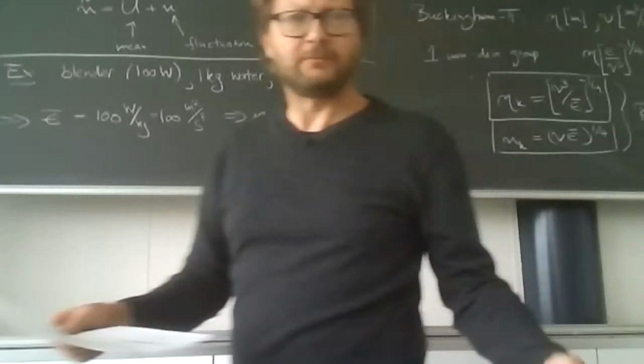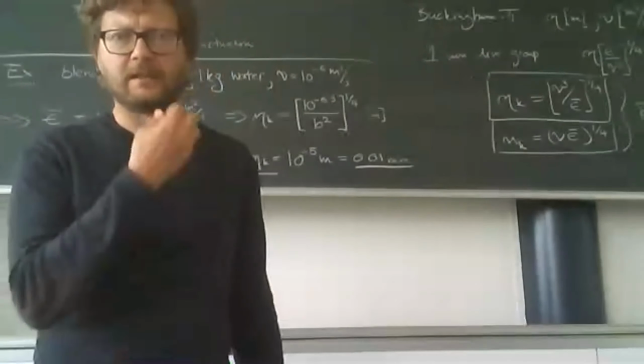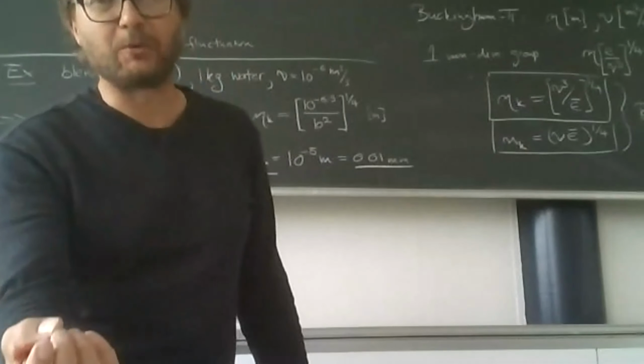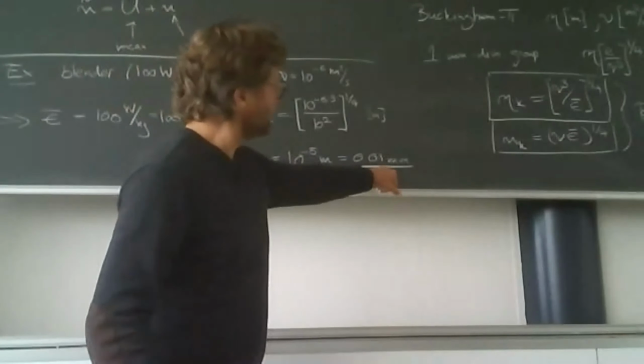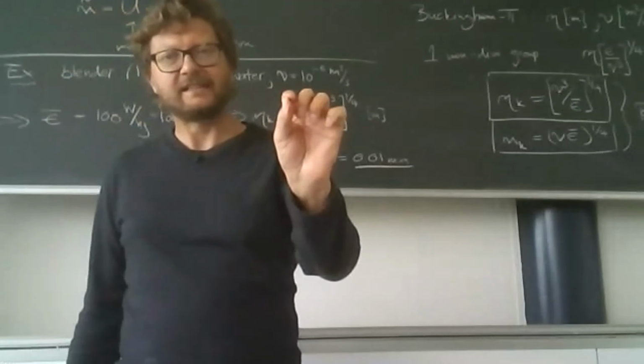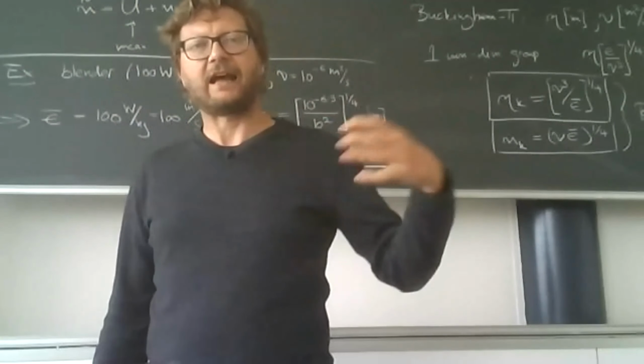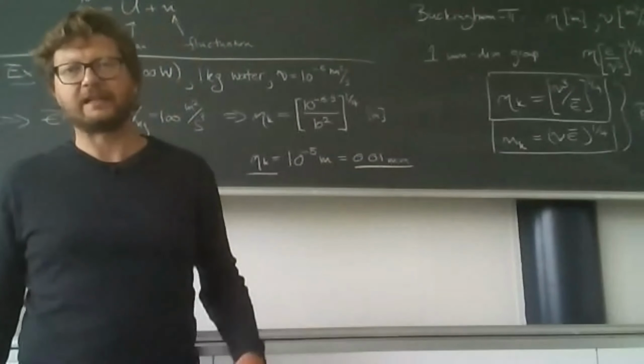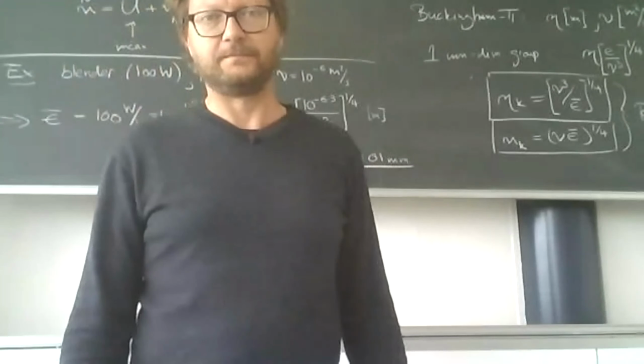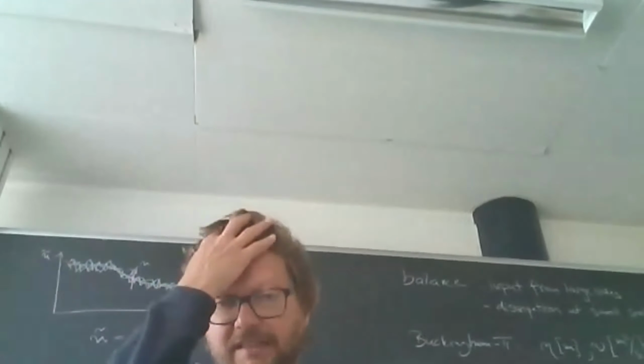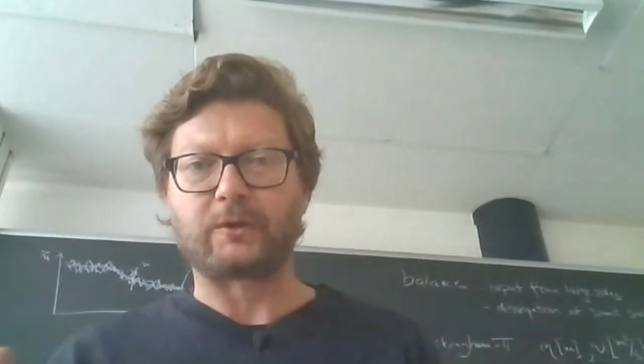Okay, so next time when you're blending something, look at it. Well, probably you won't see it, but the smallest scale eddies you generate with your blender have a size of approximately 1/100th of a millimeter. Smaller than that, structures will not exist because they will have dissipated before that. Everything will have dissipated. Let's switch back to the slides.